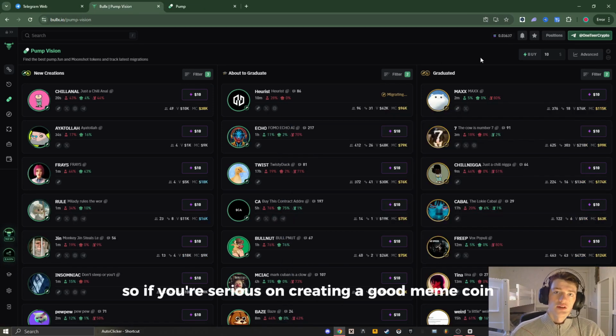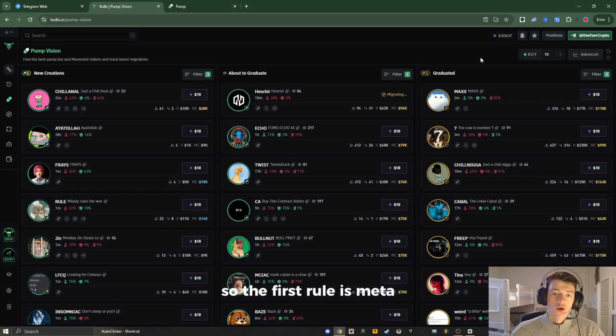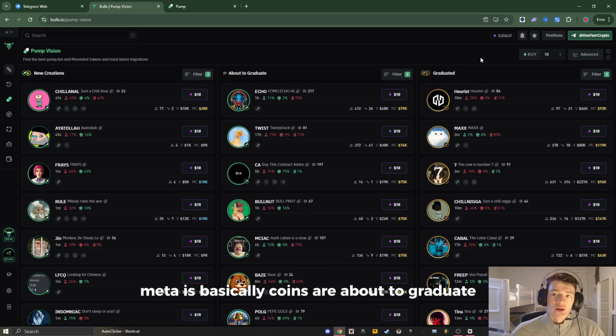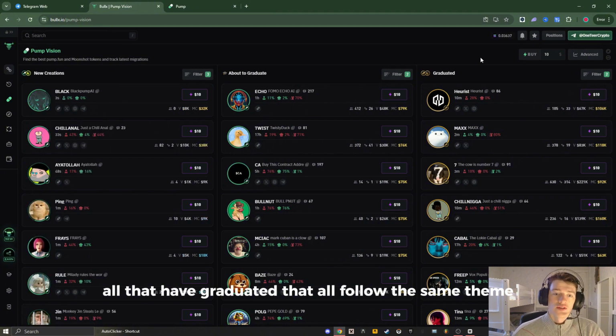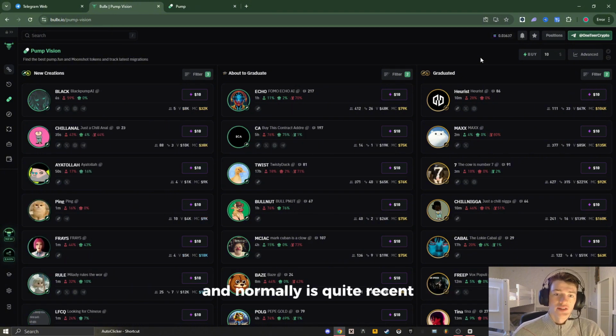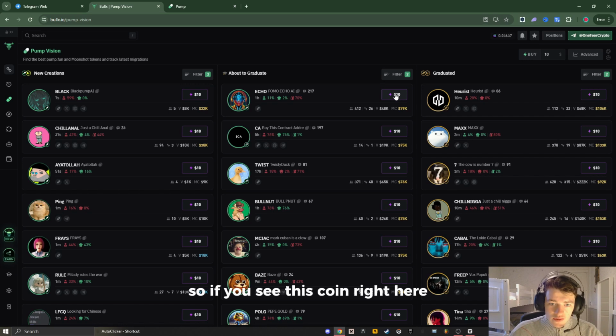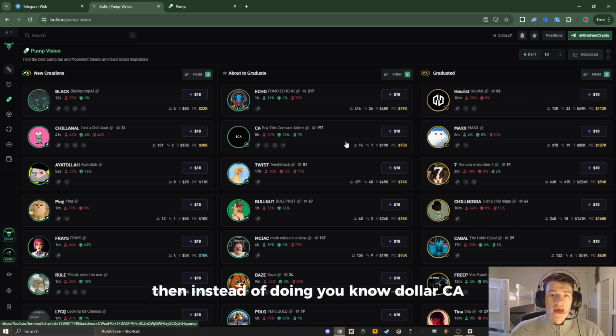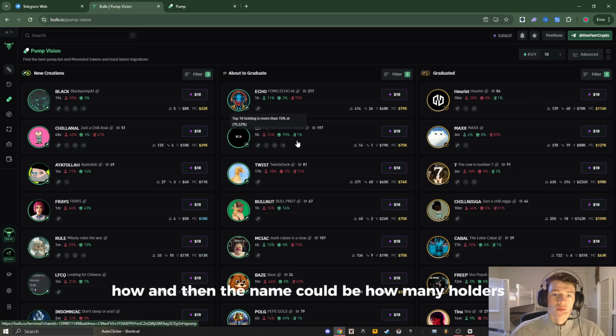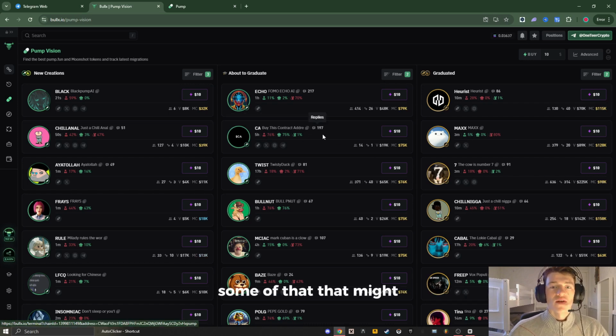So if you're serious about creating a good meme coin, you need to abide by some rules. The first rule is meta. Meta is basically coins that are about to graduate or that have graduated that all follow the same theme, and normally it's quite recent. So if we see this coin right here, CA, buyer's contract address, then instead of doing $CA, we could do $holders, and then the name could be how many holders, something like that.